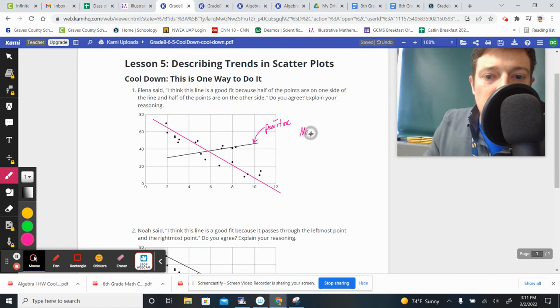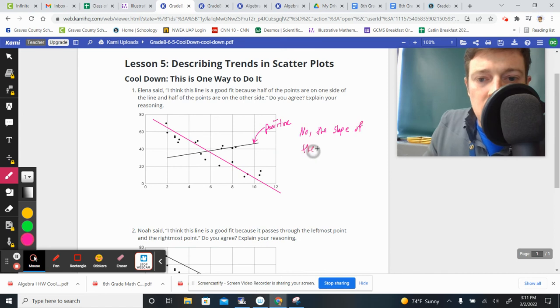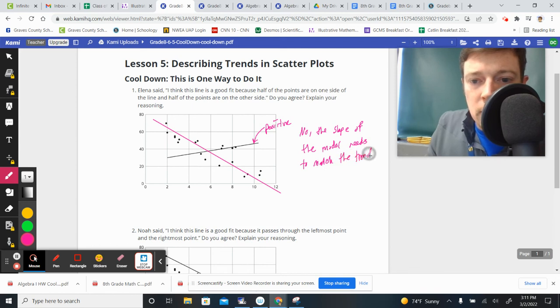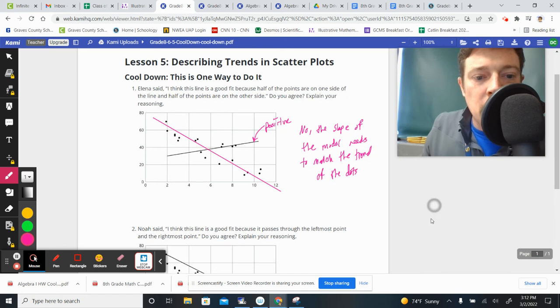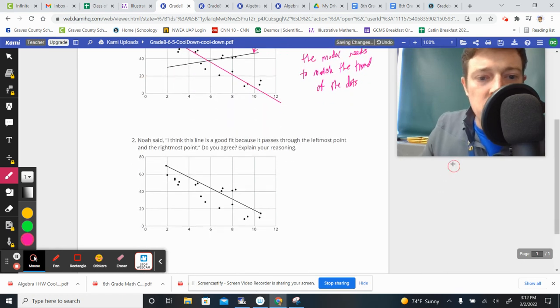No. We're going to say the slope of the model needs to match the trend of the dots. She doesn't do a good job of matching the trend of the dots, which are going downhill. Now, Noah does a good job of that, right?